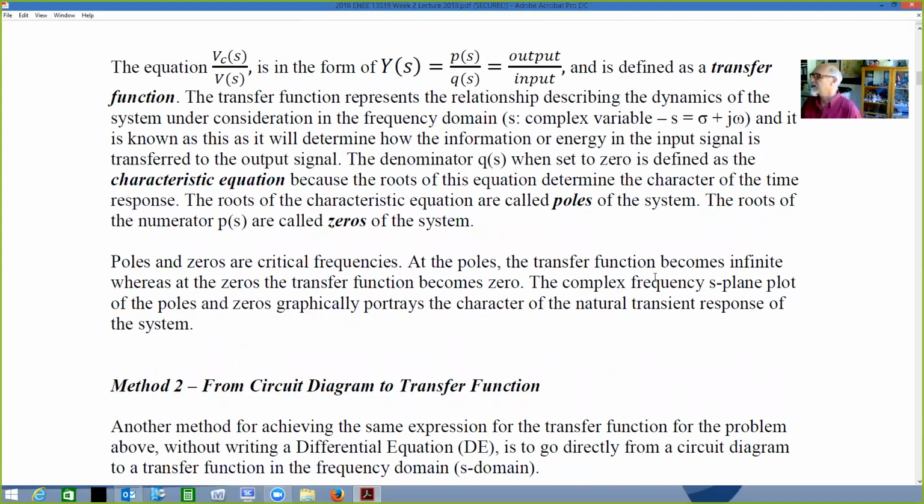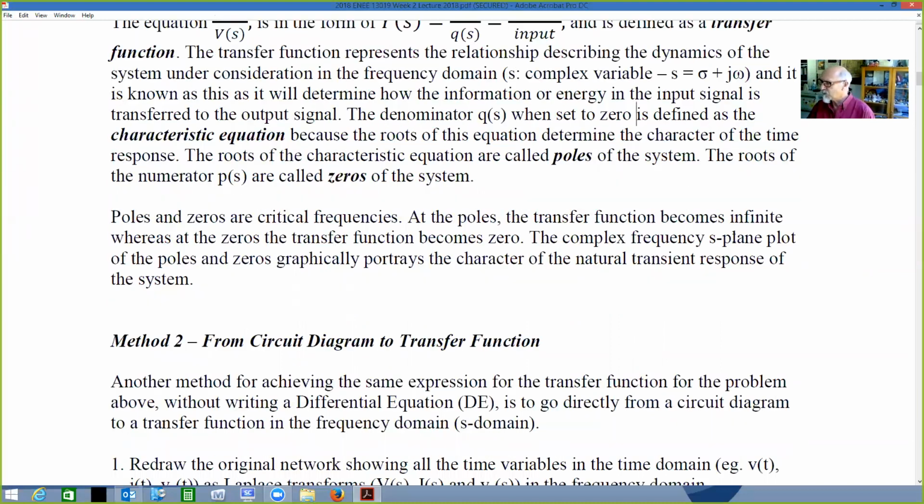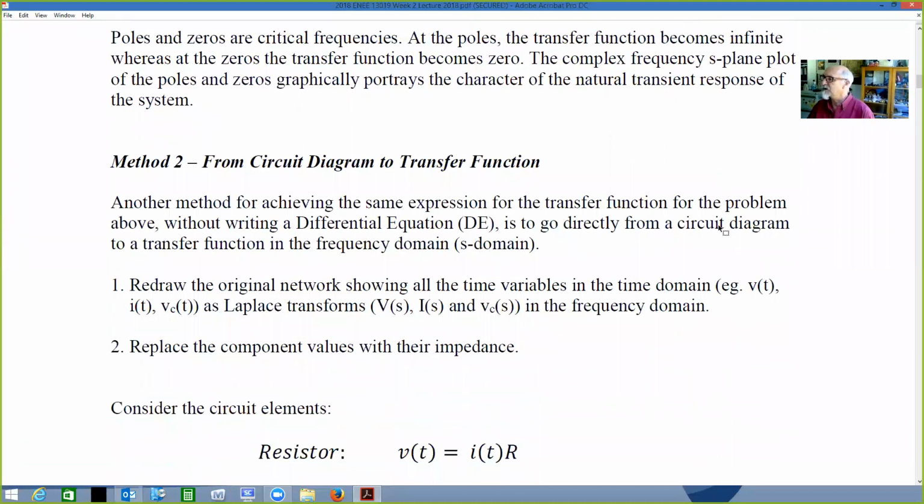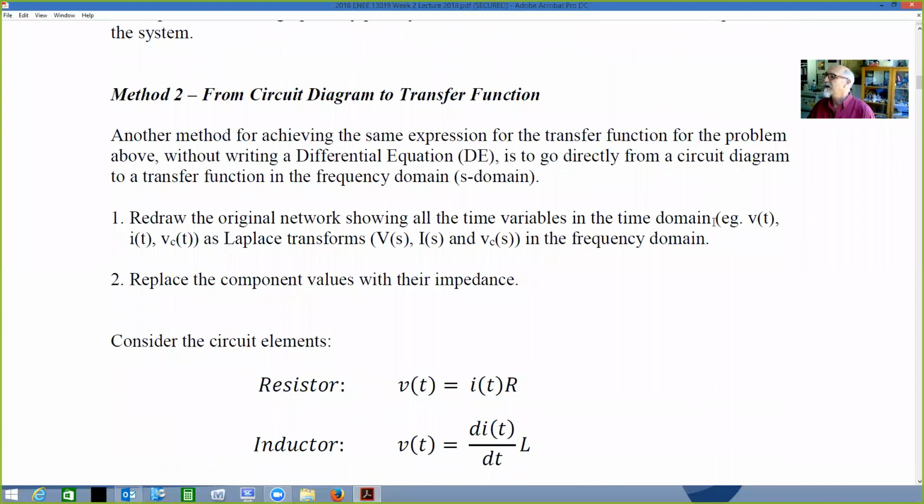And at the poles, the transfer function becomes infinite, whereas at the zeros, the transfer function tends towards 0. The complex frequency S-plane plot of the poles and zeros graphically portrays the character of the natural transient response of the system. As we go through different topics, we'll talk more about that as well. So that was method 1. So method 2 is from the circuit diagram to the transfer function.